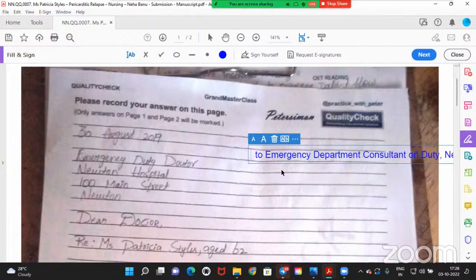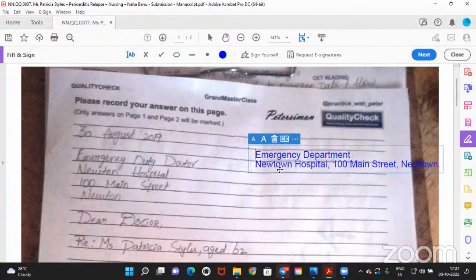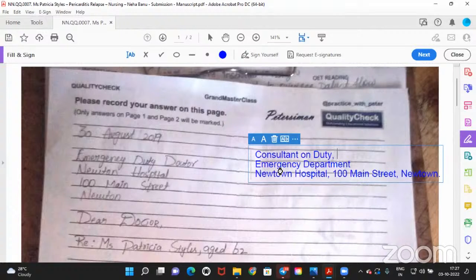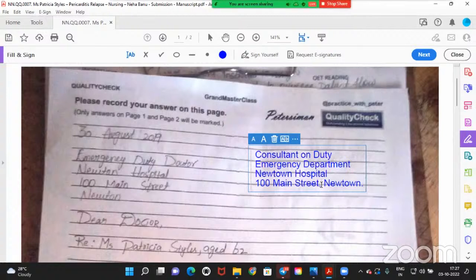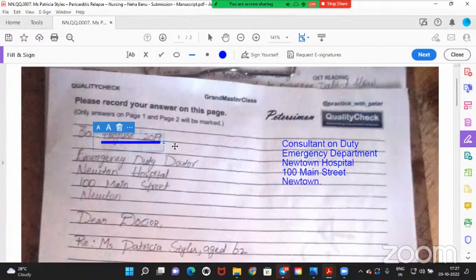Okay. So it should be first emergency department. But the thing is consultant on duty. Consultant on duty. Okay. That one will go up. Consultant on duty, emergency department, Newtown Hospital, 100 Main Street, Newtown. This is the address. This should come first. So this date should go next. First write the address, then write the date.